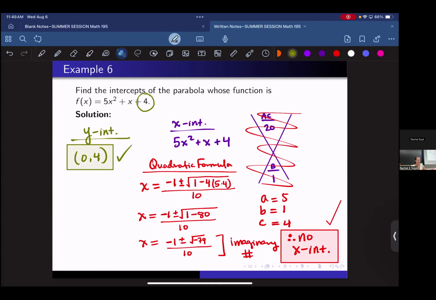How did I get 80? So let me just make sure I did it right. Your quadratic formula is x equals -b plus or minus square root b squared minus 4ac all over 2a. And then I just plugged in my a, b, and c values. So b squared is 1 squared, which is 1, minus 4, and then a times c is 5 times 4. So 5 times 4 is 20, and then 20 times 4 is 80. So then we get 1 minus 80.